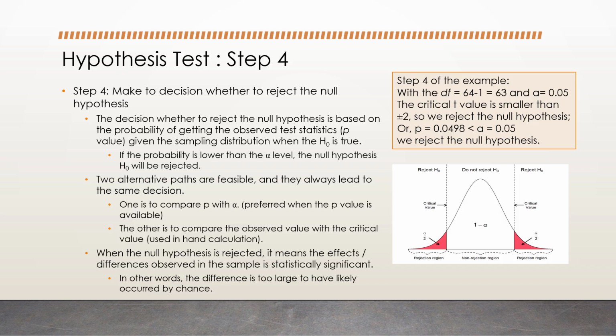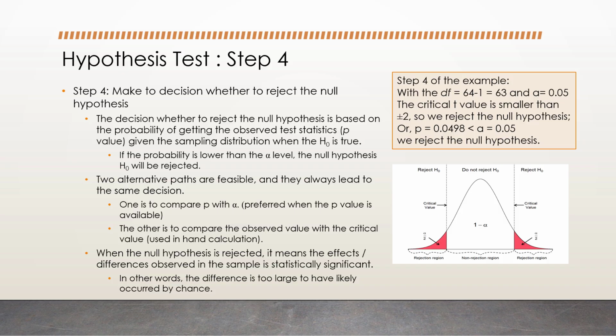Because the sampling distribution has both scores and their associated probabilities, there are two equivalent ways to make the decision. First is to compare the p-value with the alpha, which is preferred when the p is easily available. Second is to compare the observed test value with the critical value, which is common in hand calculations. Both approaches give the same conclusion.